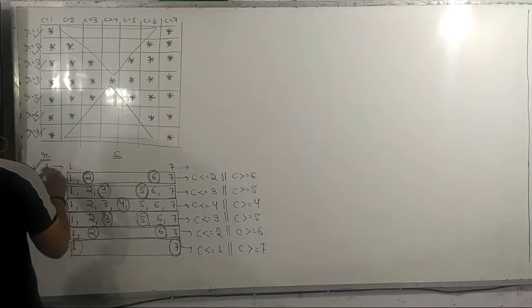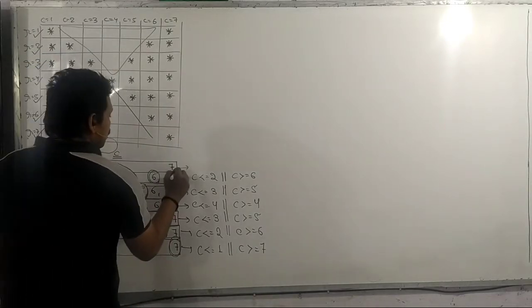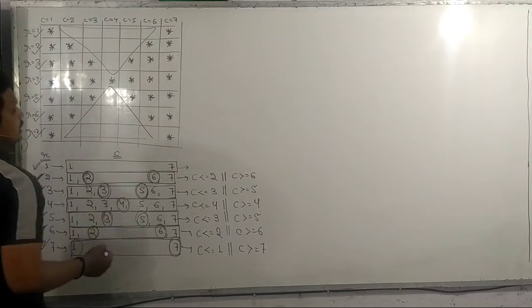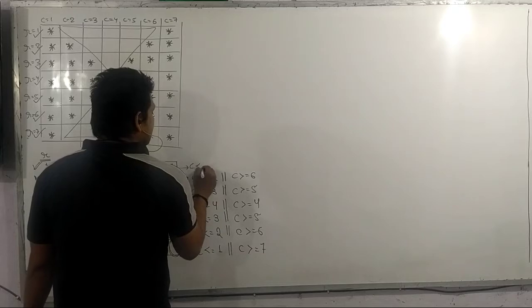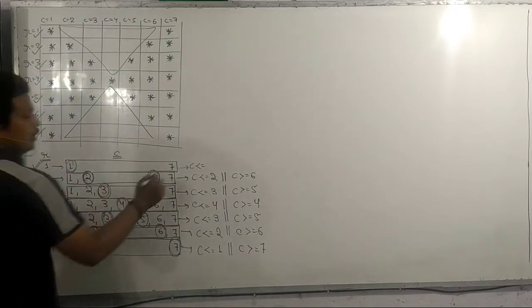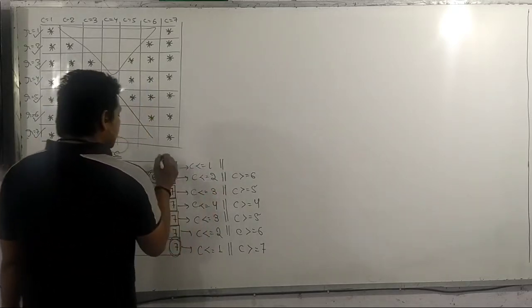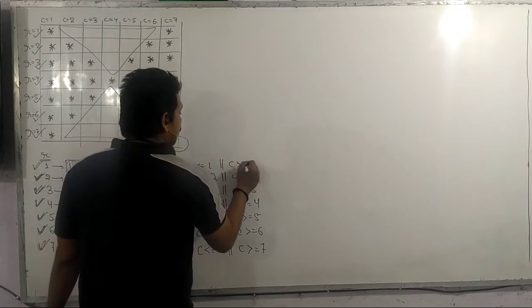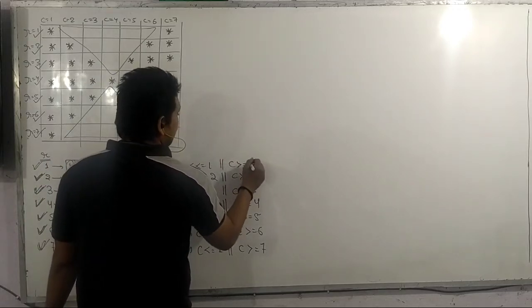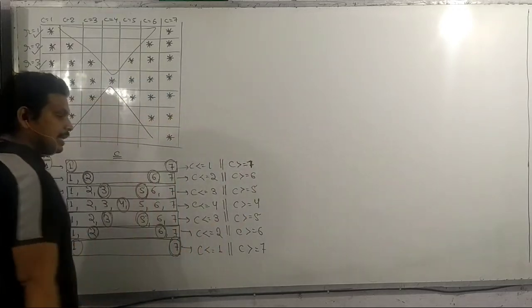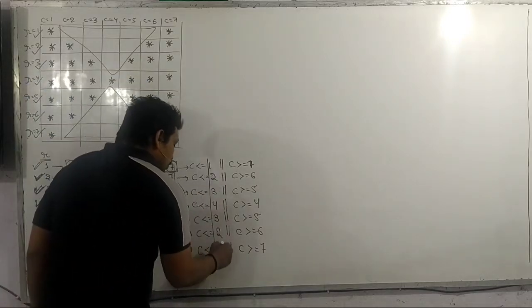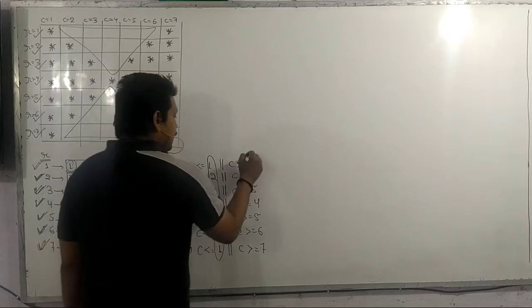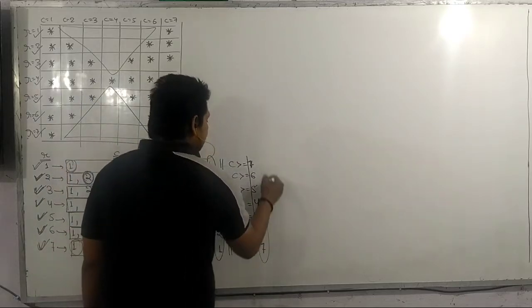Now, what about this? When r is equal to 1, so when c is equal to 1 or 7, the stars are getting printed. Yes or no? So here I will write c less than equal to this number 1, logical or c greater than equal to 7. Clear? So the condition is c less than equal to some values and c greater than equal to some values.